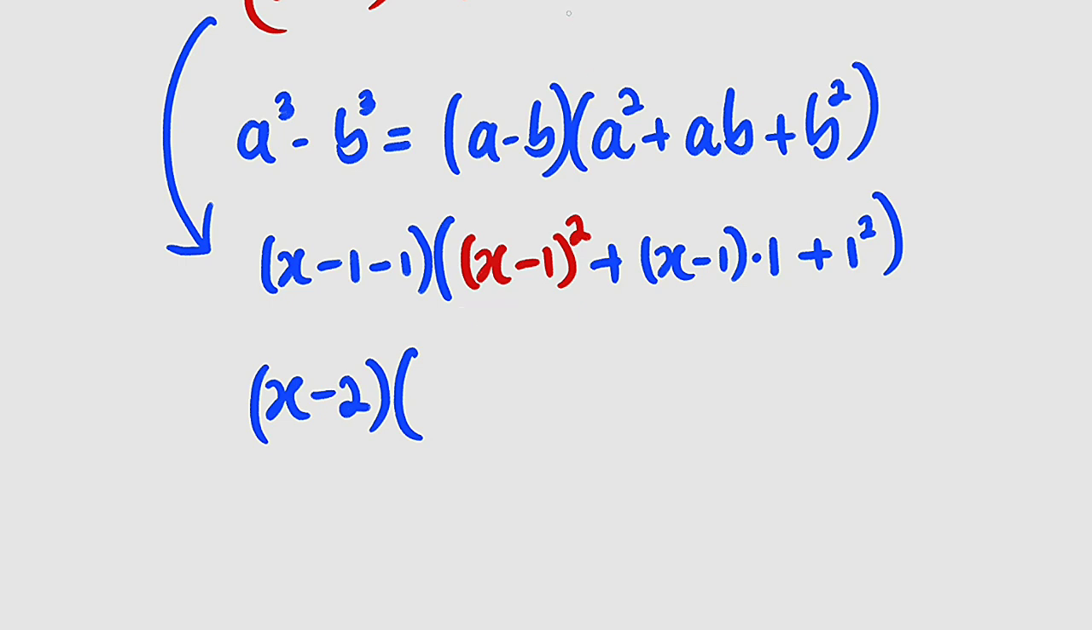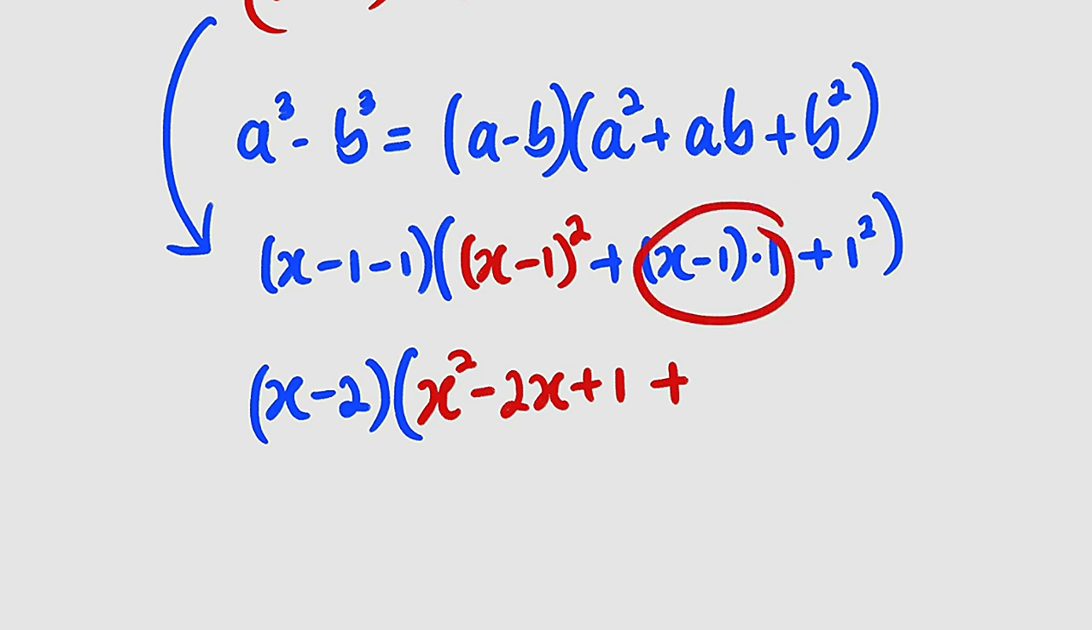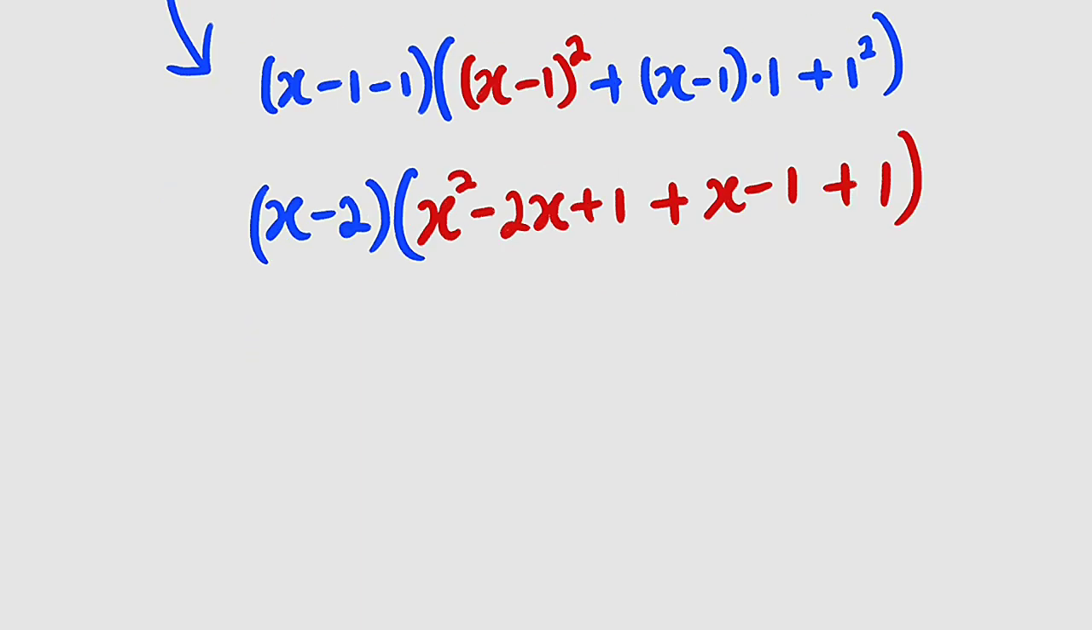Let us expand this. We have the first term squared, that is what? x squared. Then 2 times x times negative 1 will give us negative 2x. Then negative 1 squared is 1. Then we add, the whole of this will give us x - 1, because (x - 1) times 1 is still x - 1. Then plus 1. This 2 will give us 0, right?